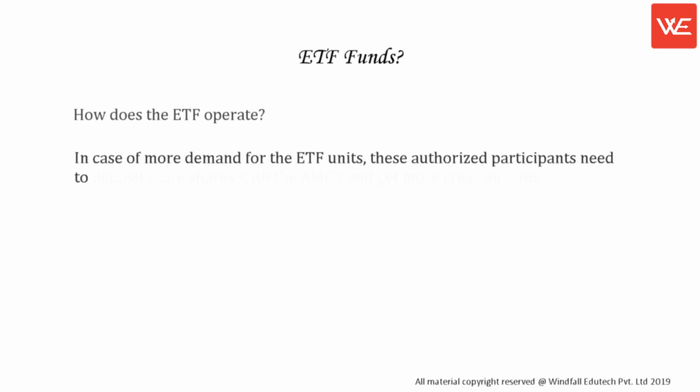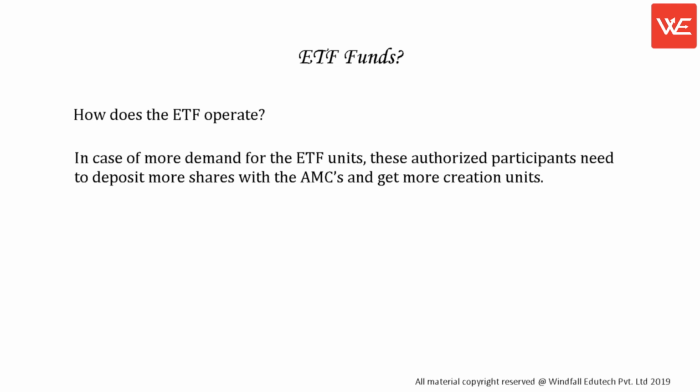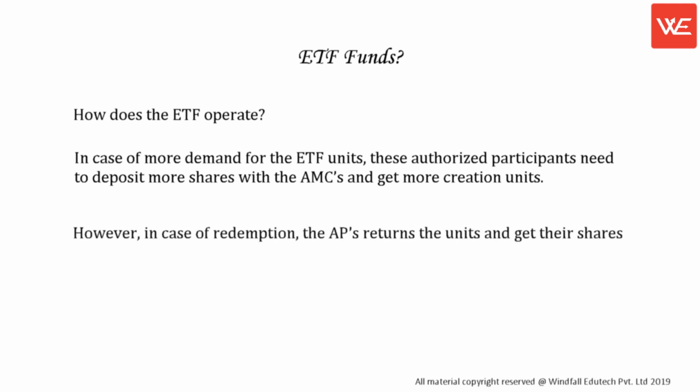In case of more demand for the ETF units, these authorized participants need to deposit more shares with the AMCs and get more creation units. However, in case of redemption, the APs return the units and get their shares back from the AMC.